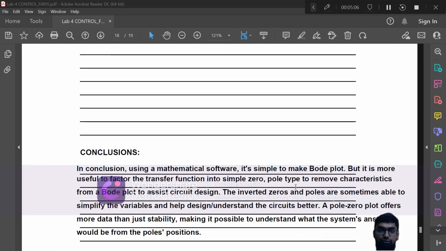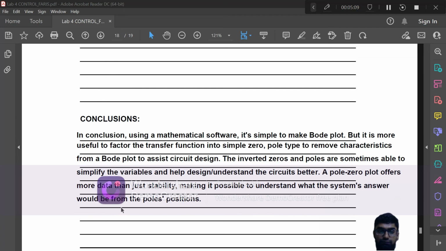So mathematically, an unstable system's impulse response is not an absolutely integrable signal and the resulting Fourier transform does not converge. Okay, for the conclusion, using mathematical software is simpler to make a Bode plot, but it is more useful to factor the transfer function into simpler zero-pole type to remove characterization from a Bode plot to assist circuit design.